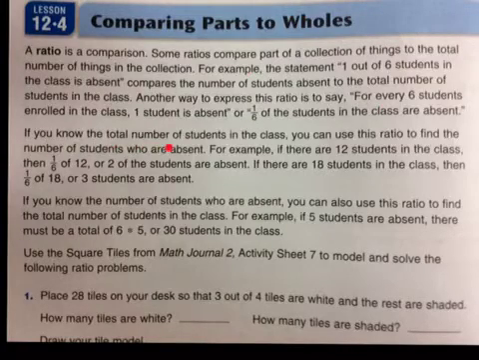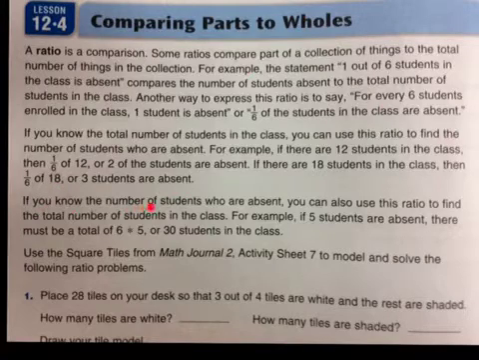If you know the total number of students in the class, you can use this ratio to find the number of students who are absent. For example, if there are 12 students in the class, then 1/6 of 12 or 2 of the students are absent. If there are 18 students in the class, then 1/6 of 18 is 3 students are absent.